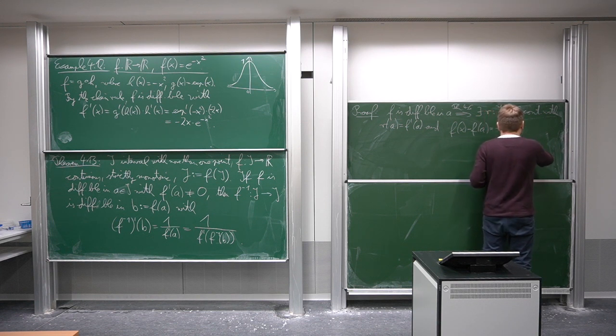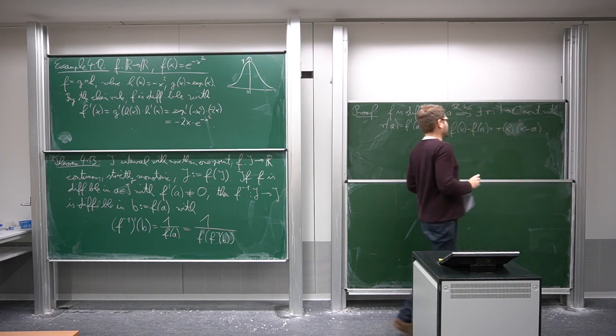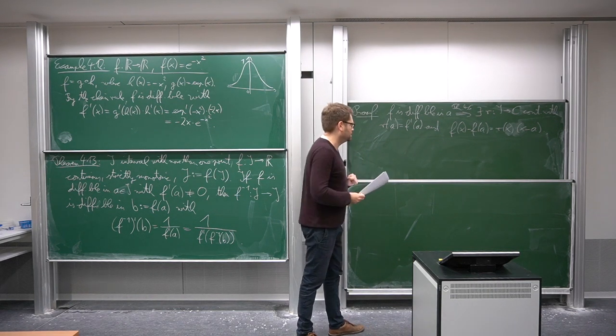No, R of x, what am I doing? R of x times x minus a. This is what I want. Okay, so we have such a continuous map.